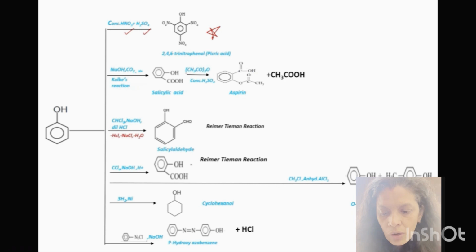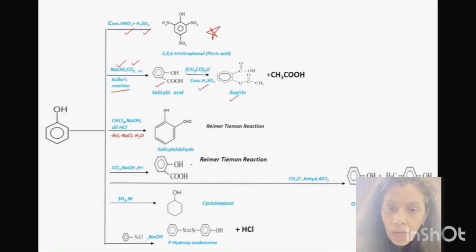Next reaction is called as Kolbe reaction, in which the phenol is treated with NaOH and CO2. It will form salicylic acid. Salicylic acid on further treatment with concentrated H2SO4 and an anhydride, it will give rise to the aspirin and CH3COOH. Again, important reactions, the formation of aspirin with the help of phenol. Phenol when treated with chloroform, NaOH and dilute H2SO4, it forms the salicylaldehyde, which is called as the Reimer-Tiemann reaction.